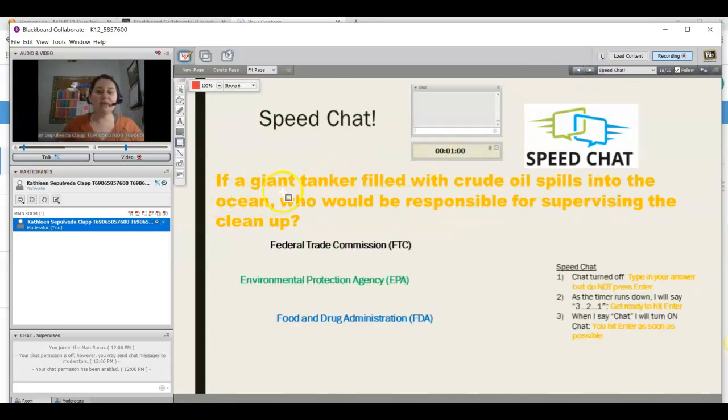All right, let's talk about if a giant tanker filled, now we're going to kind of switch gears here. So if a giant tanker filled with crude oil spills into the ocean, who would be responsible for supervising the cleanup? Would it be the Federal Trade Commission, Environmental Protection Agency, or the Food and Drug Administration? Well, we're talking about crude oil, so we know automatically that it will not be the Food and Drug Administration. Okay, that has to deal with foods. It has to deal with prescriptions and drugs. The FDA is not going to have anything to do with it.